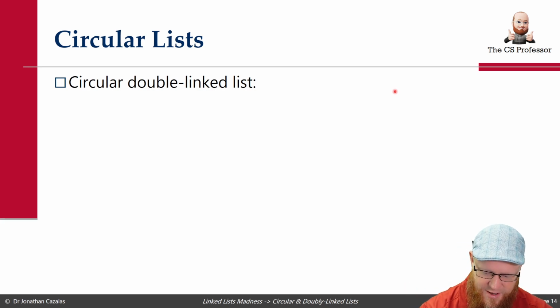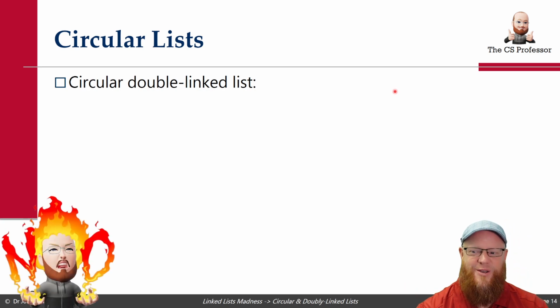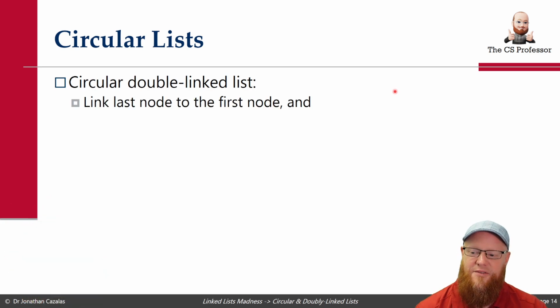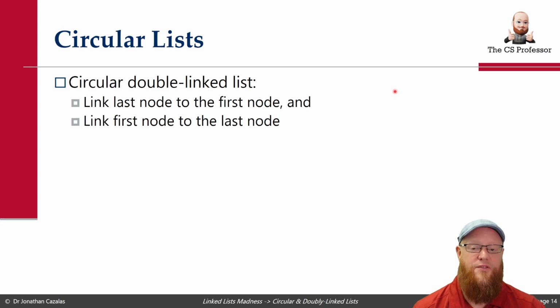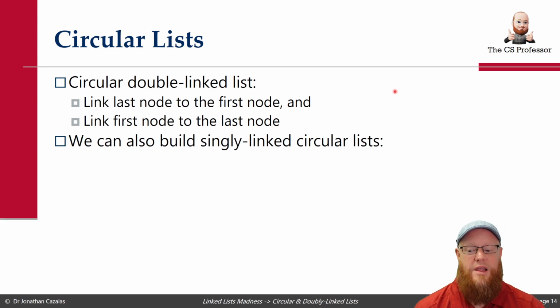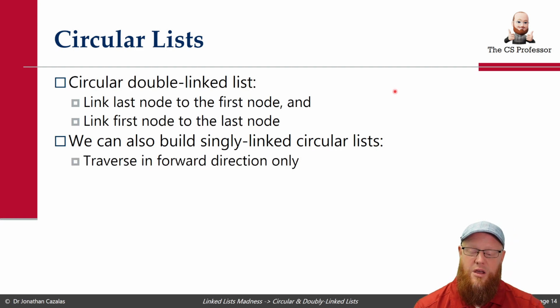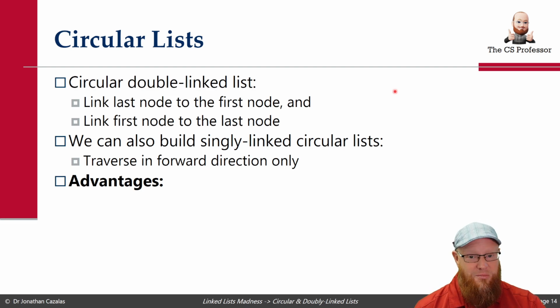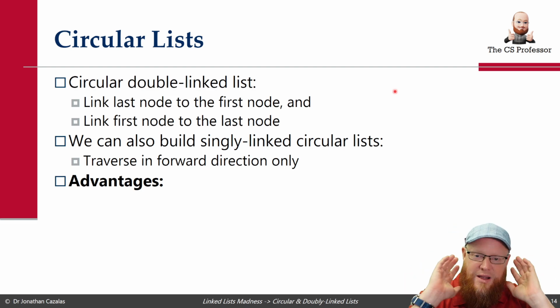Circular linked lists. Oh no, yes, we're at circular linked list. It's not a big difference. We simply link the last node to the first node and the first node gets linked over to the last node. We can build singly circular linked lists that only go in one direction. We can also build circularly doubly linked lists that go in both directions, but then the last goes back to the first and the first goes back to the last.